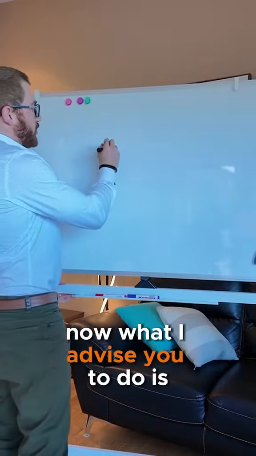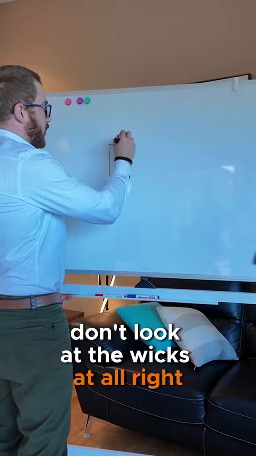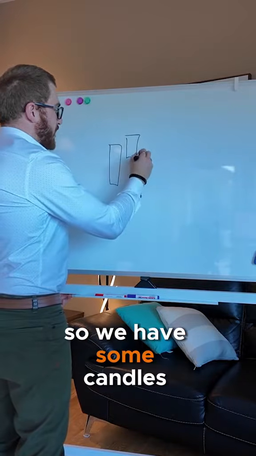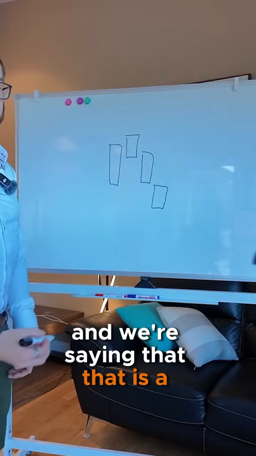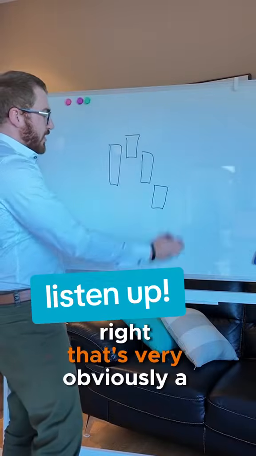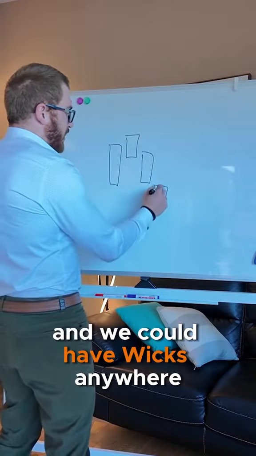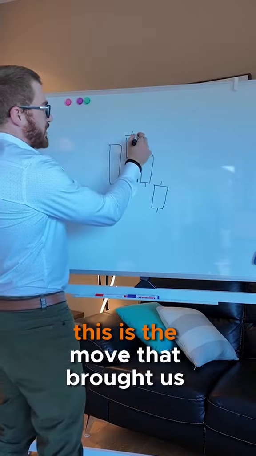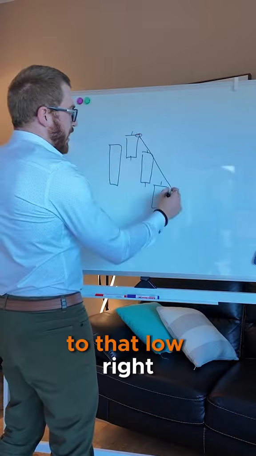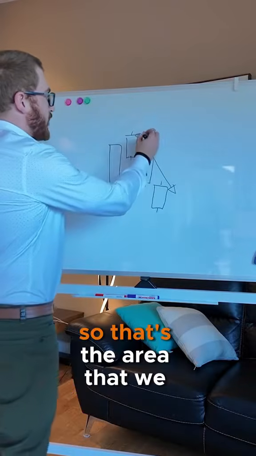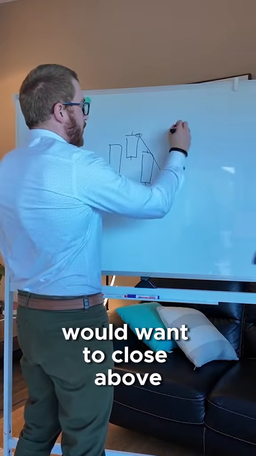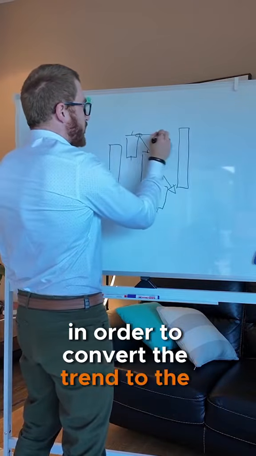Now, what I advise you to do is don't look at the wicks at all, right? So if we have some candles here and we're saying that that is a downtrend, correct? Right, that's very obviously a downtrend. Where is it going to be an uptrend, right? And we could have wicks anywhere, it really doesn't matter. Well, this is the move that brought us to that low, right? So that's the area that we would want to close above in order to convert the trend to the other direction.